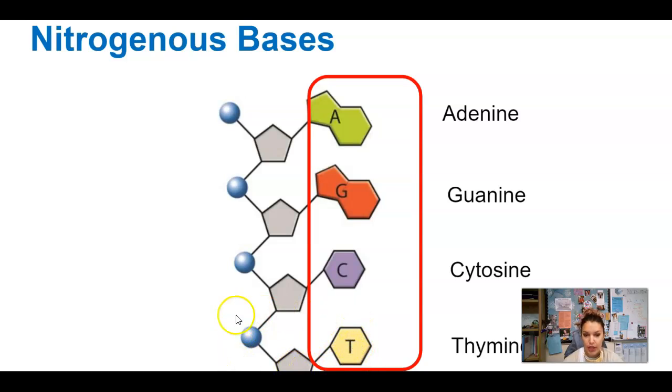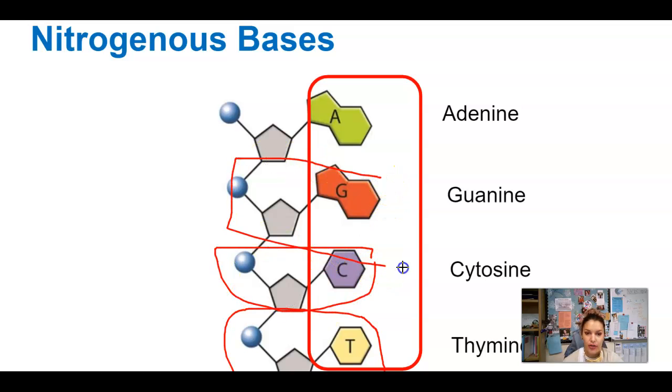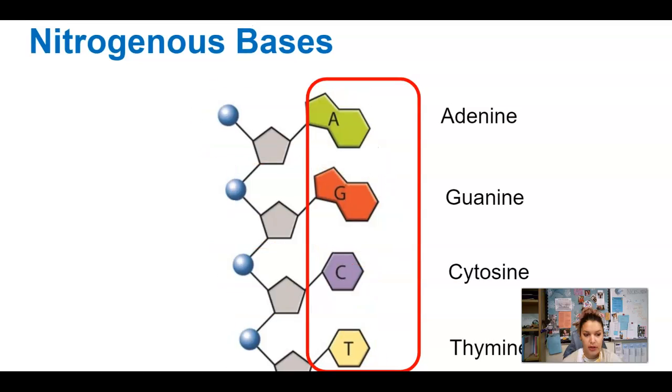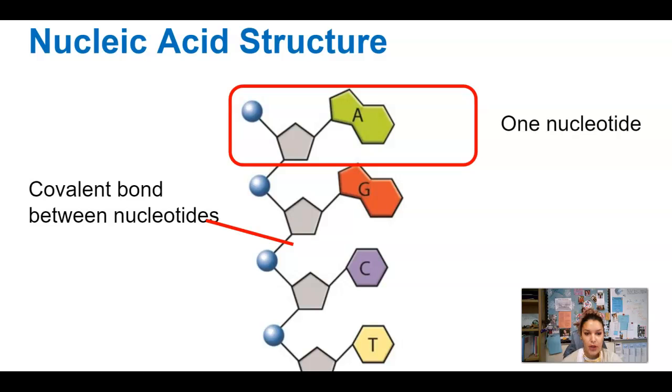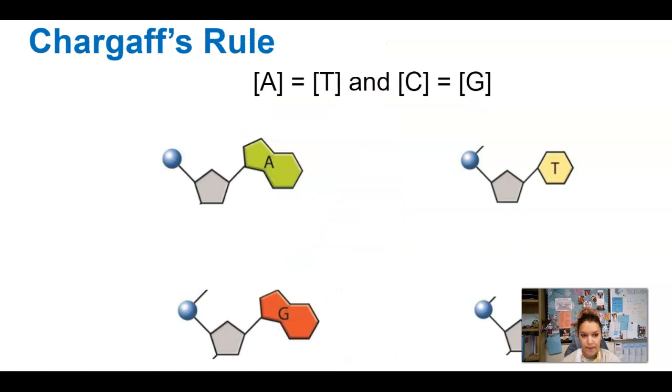So here's one nucleotide. Here's another nucleotide. All right, so here is a nucleotide. And then you have another nucleotide. And another. So how many nucleotides do you see here? There's 4, right? So this is one string of the ladder of DNA that you're seeing here. All right. So they will have covalent bonds between the nucleotides, what attaches the phosphate group to the sugar.